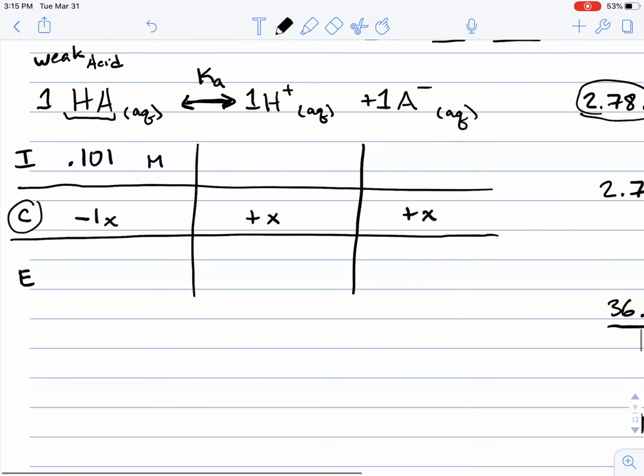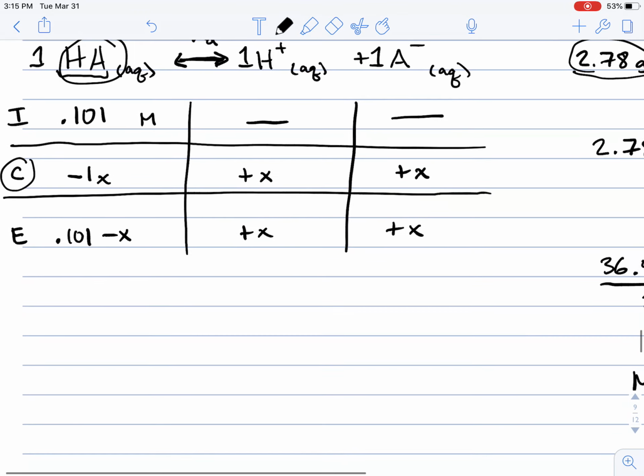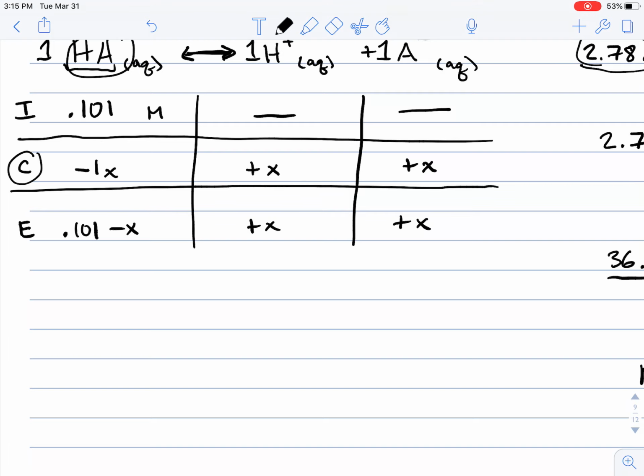Now, to write our equilibrium expression, we're just going to simply add downwards. And so 0.101 minus x is going to represent the equilibrium concentration of HA. Very similar for if we add downwards. And by the way, the problem did not give us any initial concentrations of H plus or A minus. So therefore, it's just going to be plus x and plus x. Cool. So now that we have our ice table built, we can go ahead and write the mass action expression.